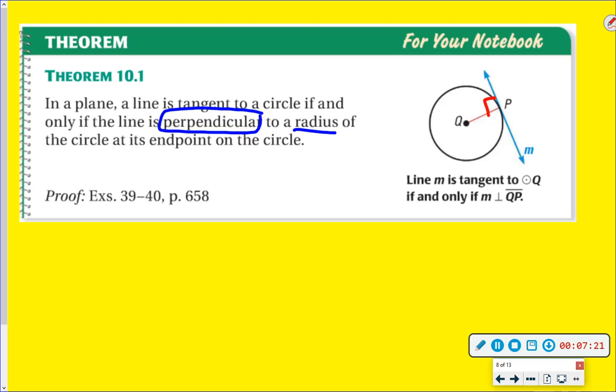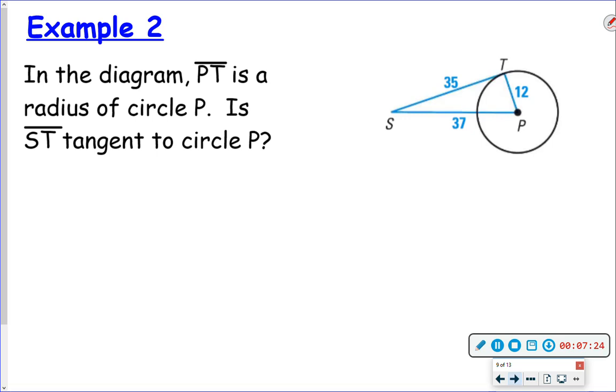So that is the next thing we are going to test. In the diagram, segment PT, so that's this one, is a radius of circle P. Yes, I agree with that, from the center to the edge. Is segment ST, I'm going to do that guy in green, tangent to circle P? So the question we all want to know if it's tangent, and I'm not saying this is or not, I'm going to draw a dash because I'm not sure: is this a right angle? Question mark. That is what we need to try to figure out. Is it a right triangle?